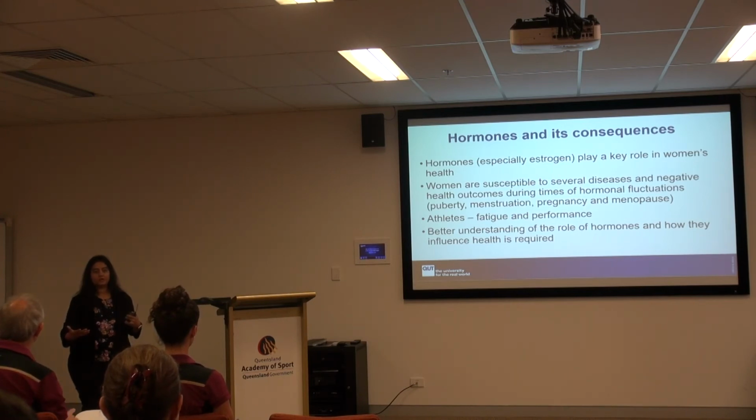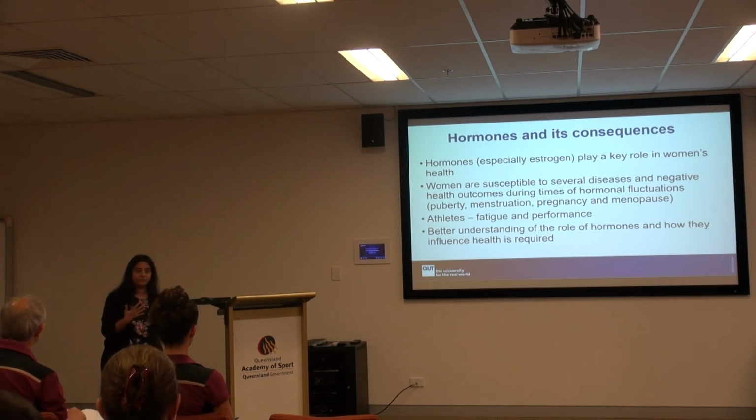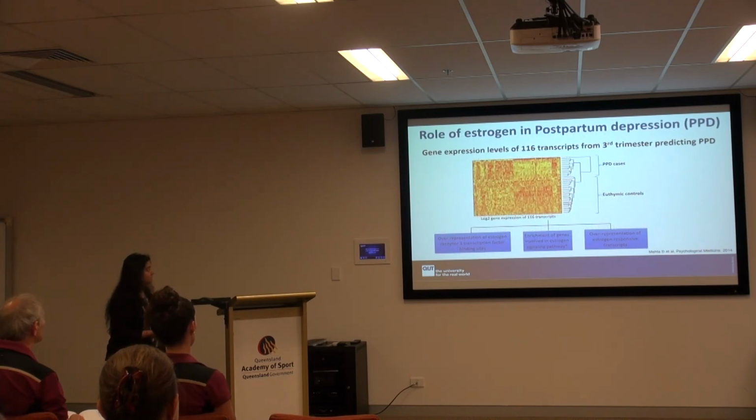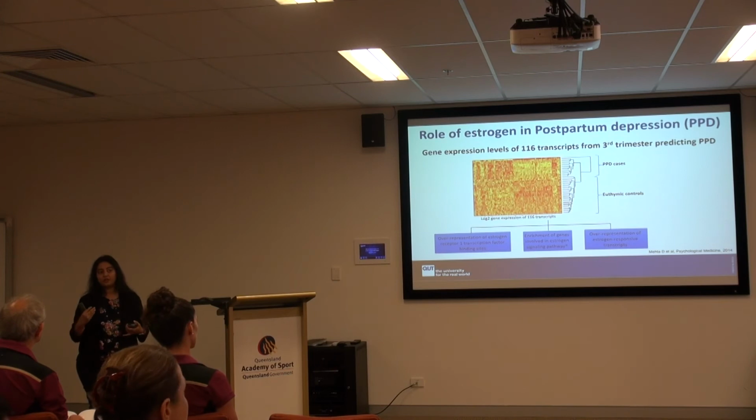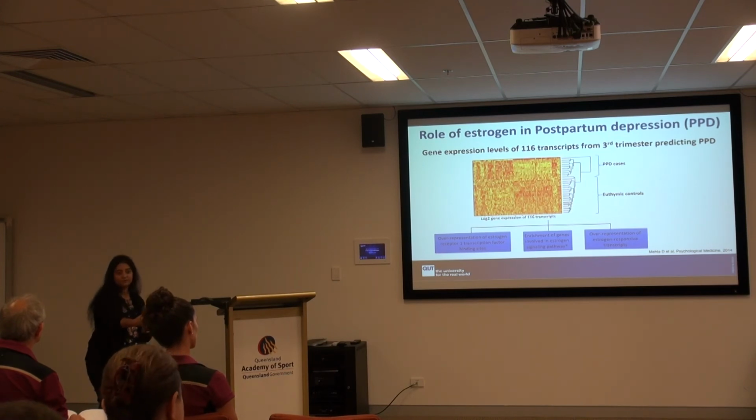So one of my main research focuses was trying to identify early predictors of postpartum depression. When I was in Germany, we did this study where we identified the earliest gene expression predictor for postpartum depression. We identified a set of 116 transcripts, and if you look at the gene expression of these transcripts during the 3rd pregnancy trimester for women, we could actually build a predictor and predict with an 88% accuracy which women would go on to develop postpartum depression.